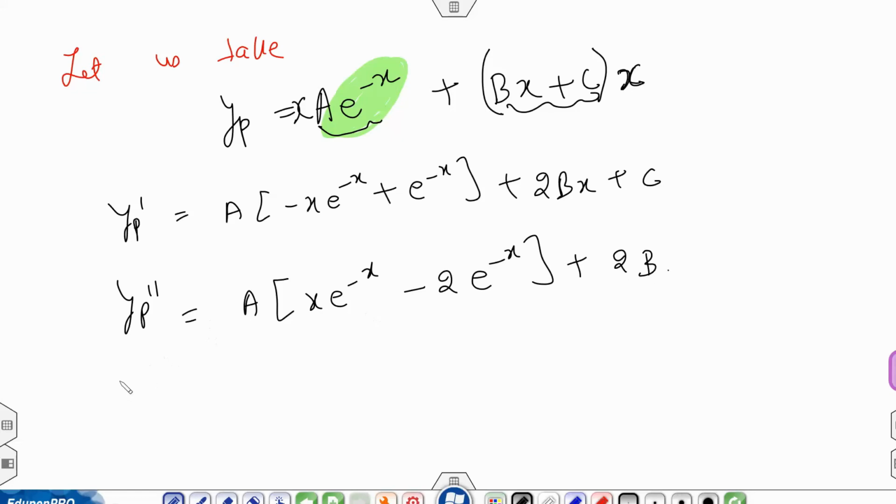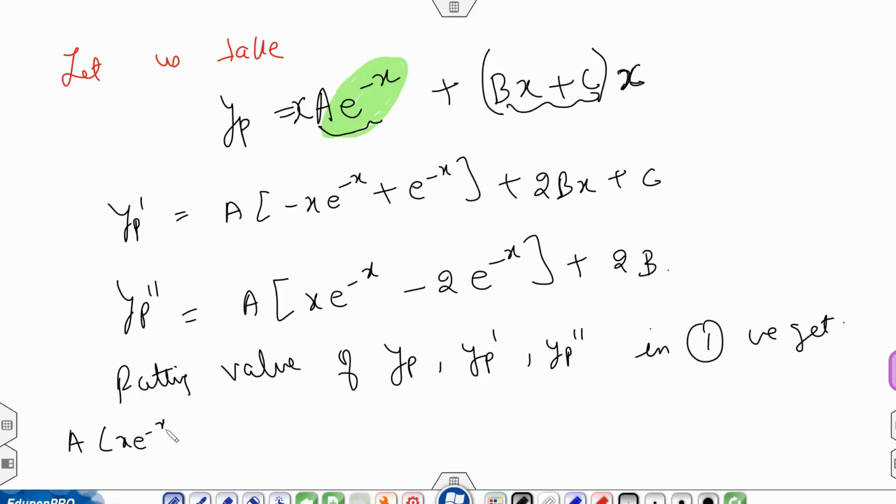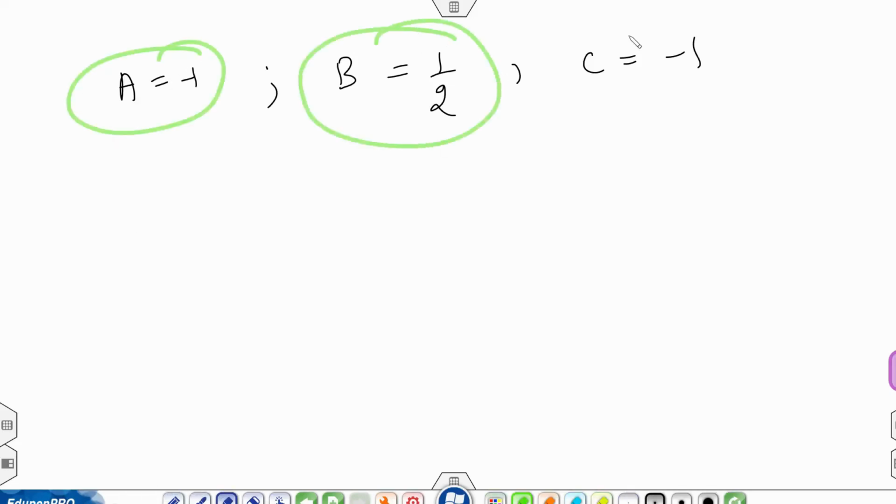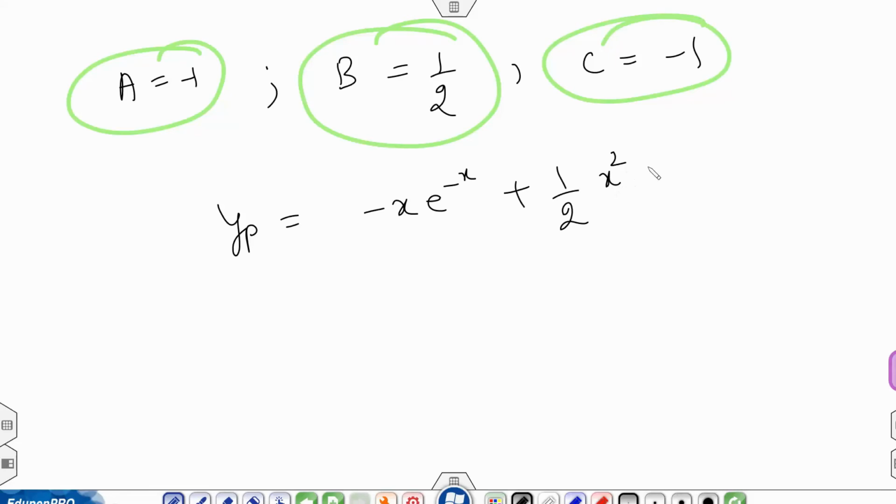Now putting the value of yp', yp'' in equation 1, we get... I'll just write down the equation. Now you need to compare the coefficients from left hand and right hand side. After comparing you will get a equal to -1, b equal to half, and c equal to -1. Just check it out, after a few calculations you will get this. So therefore your yp will be -x e^(-x) + (1/2)x² - x.